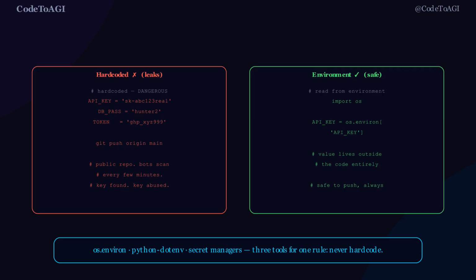os.environ, built into Python, zero installs. python-dotenv loads a .env file into the environment for you. Cloud secret managers, AWS, GCP, Azure for real production systems. Today we build the pattern every serious Python project uses.